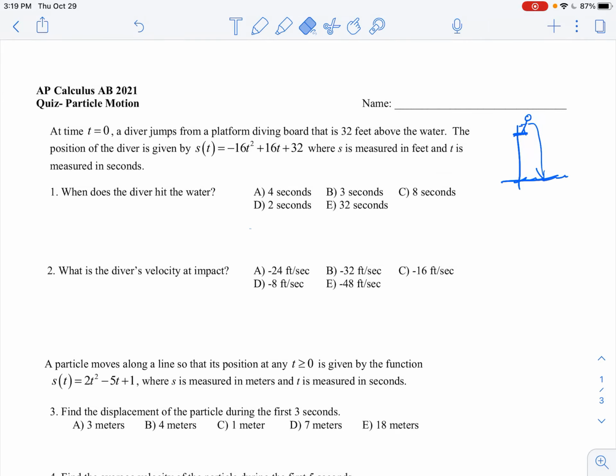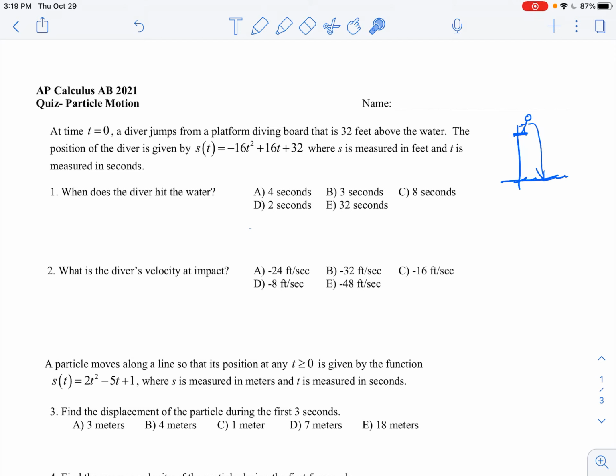All right, these are the solutions to the particle motion quiz. At time of 0, a diver jumps from a platform, here's my diver, 32 feet above the water. The position of the diver is given by this quadratic, where S is measured in feet and T is measured in seconds. So when does the diver hit the water?